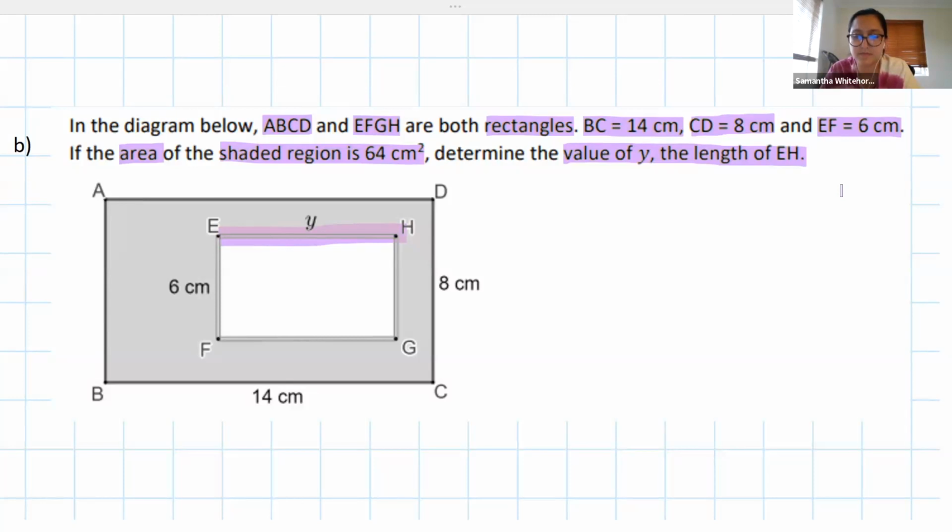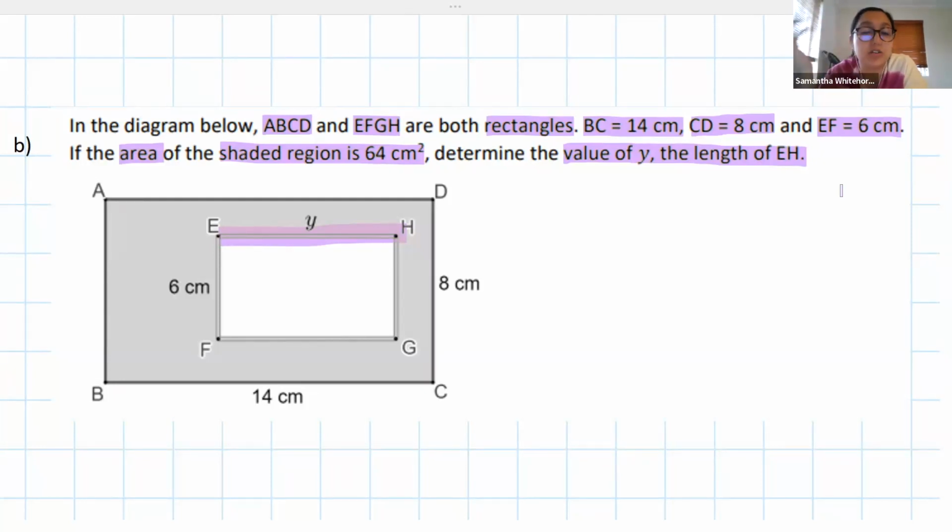This one is a little bit challenging, huh? But I know you guys are up for the challenge. That's where it gets exciting, guys. Let's go. And guys, if you can do this, you can pretty much deal with any area and perimeter question.